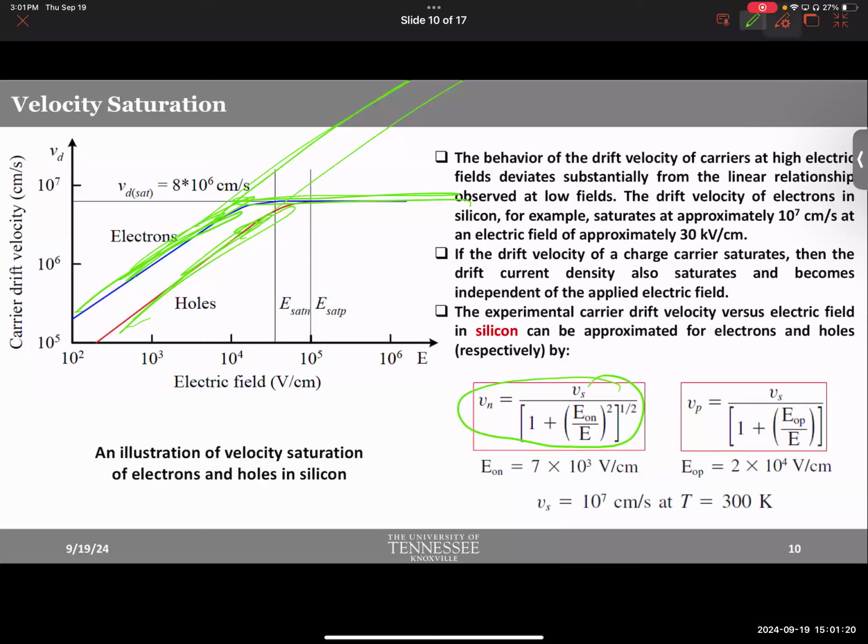Again, these are empirical equations. These are not physically derived. You use more like a fitting curve, because there is not one phenomenon that gives rise to this saturation. Like I said, these are all random scattering events. You cannot really predict, since every electron will scatter in a different way. So you cannot have one physical equation describing this.